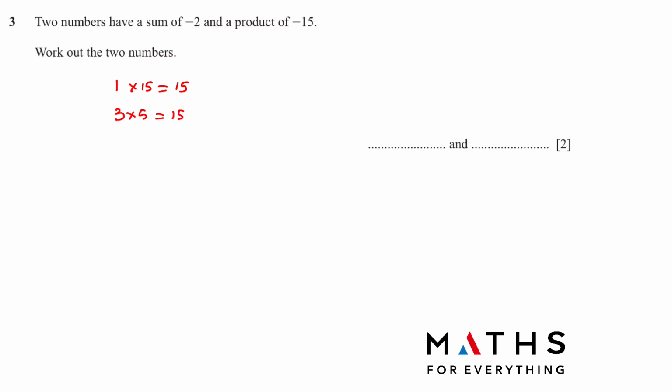We want -15. So it means that one of the numbers has to be negative. 1 and 15 in any combination will not give us -2. Because I want a -2, my big number has to be negative. So if I write 3 multiplied by -5, I'll get -15. And when I add 3 minus 5, I'm going to get -2. So the numbers are 3 and -5.